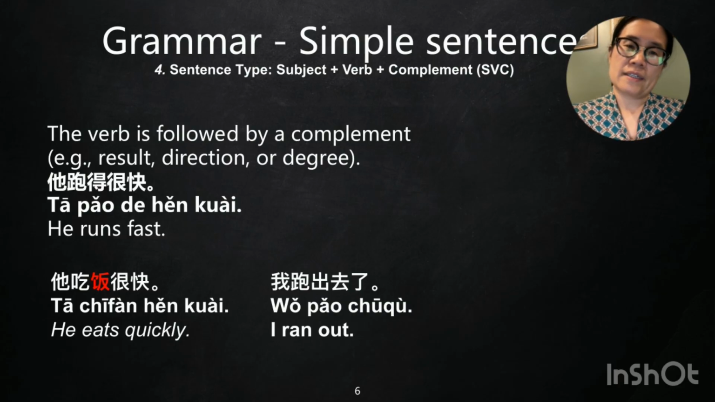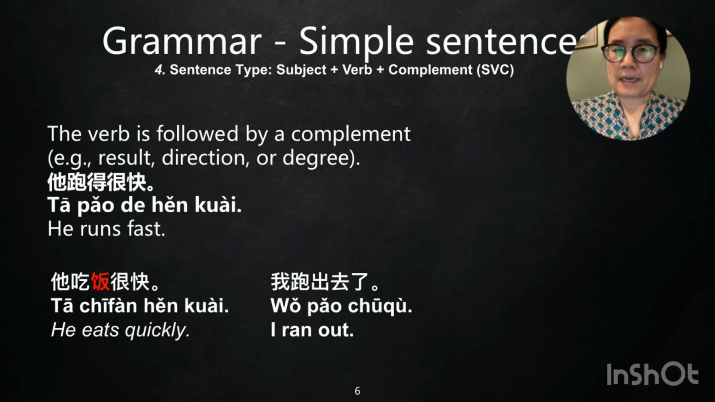This structure is called subject-verb complement. A complement adds extra information about the result, direction, or the degree of the action. For example, 他跑得很快, which means he runs fast. So the fast, or the 很快, indicates the speed or the degree of the running, right?